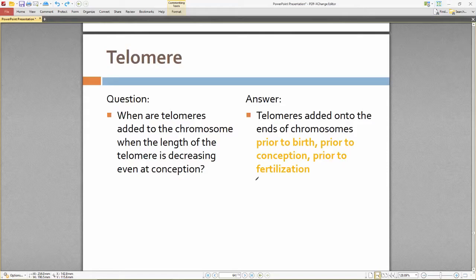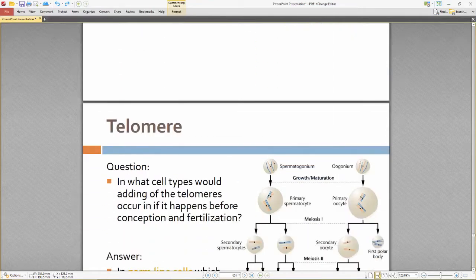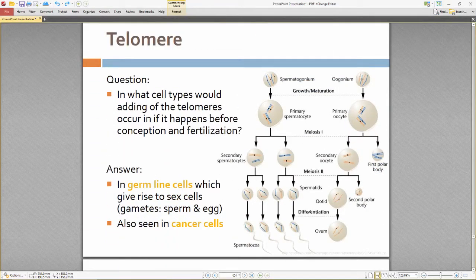If it's prior to fertilization, wouldn't that be during meiosis? Would it just be during replication? I'm looking for something a little more specific, maybe a type of cell. Starts with a G. Gamete. Okay, that is the answer, and another answer I could have accepted is germline cells. So you're right, meiosis. The cell types would be gametes and germline cells, basically the same thing. They're also seen in cancer cells, actually.